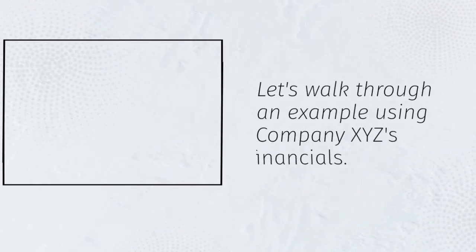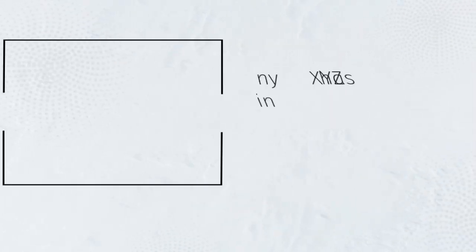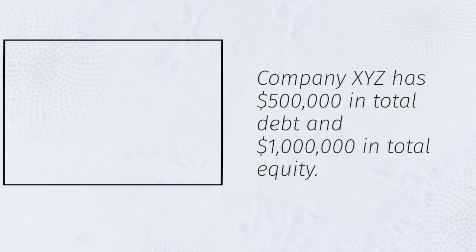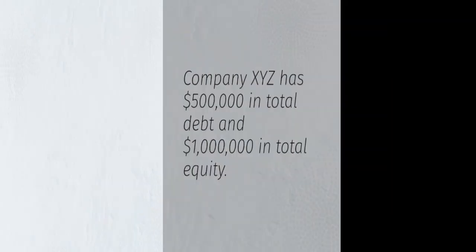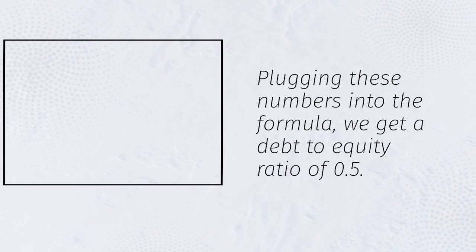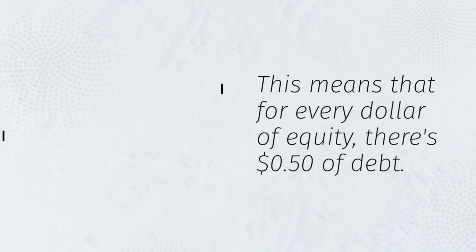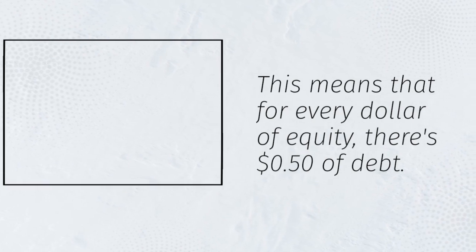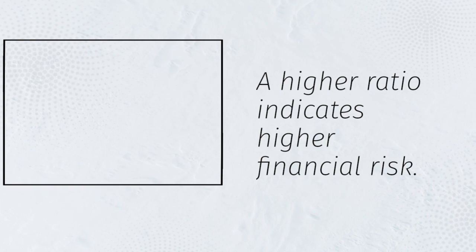Let's walk through an example using Company XYZ's financials. Company XYZ has $500,000 in total debt and $1 million in total equity. Plugging these numbers into the formula, we get a debt-to-equity ratio of 0.5. This means that for every dollar of equity, there's 50 cents of debt. A higher ratio indicates higher financial risk.